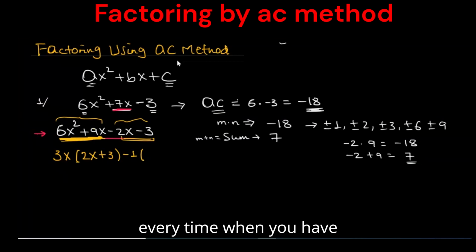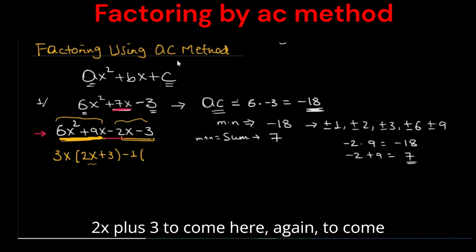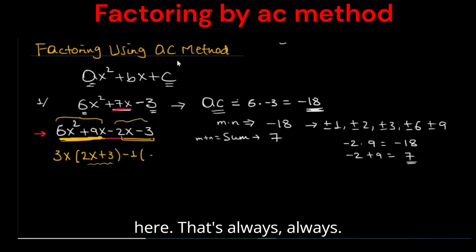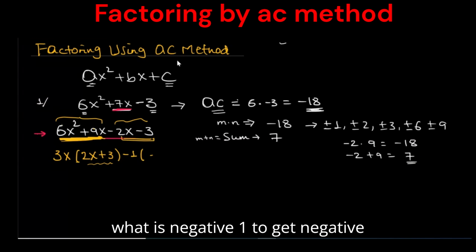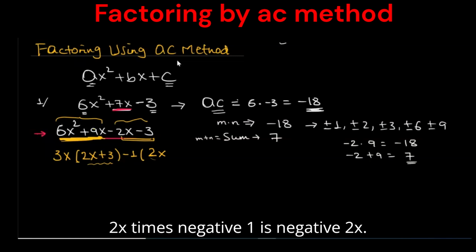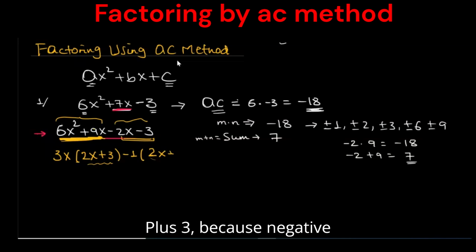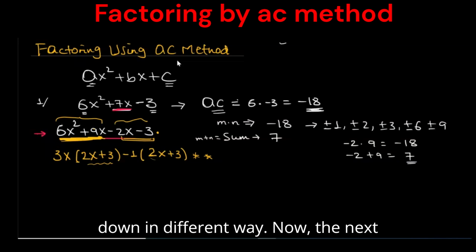Almost every time when you have grouping factoring, you expect this 2x plus 3 to come here again. That's always. But let's go without knowing that. So what times -1 gives -2x? Well, I have to write 2x, because 2x times -1 is -2x. The next one is plus 3, because -1 times 3 is -3. So these two and this one are the same, except I wrote them in a different way.